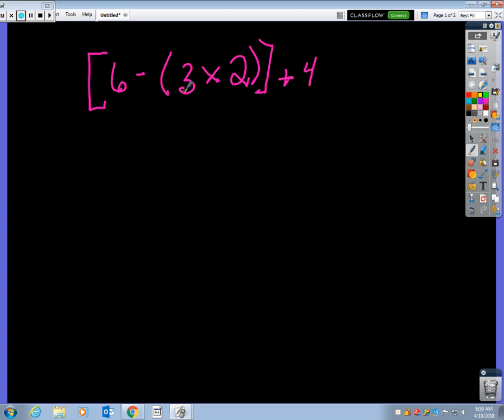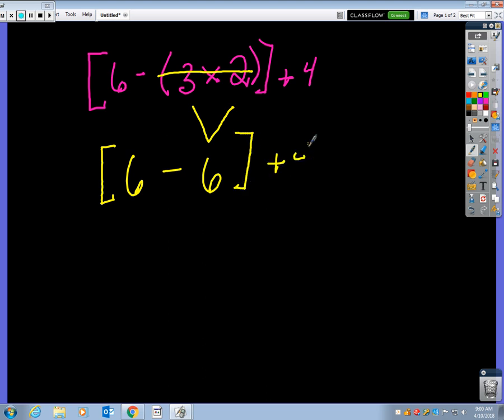So I solve inside my parentheses first. What is 3 times 2? 3 times 2 is 6. I bring everything else down. So I'm done here. I bring everything else down. 6 minus bracket plus 4.